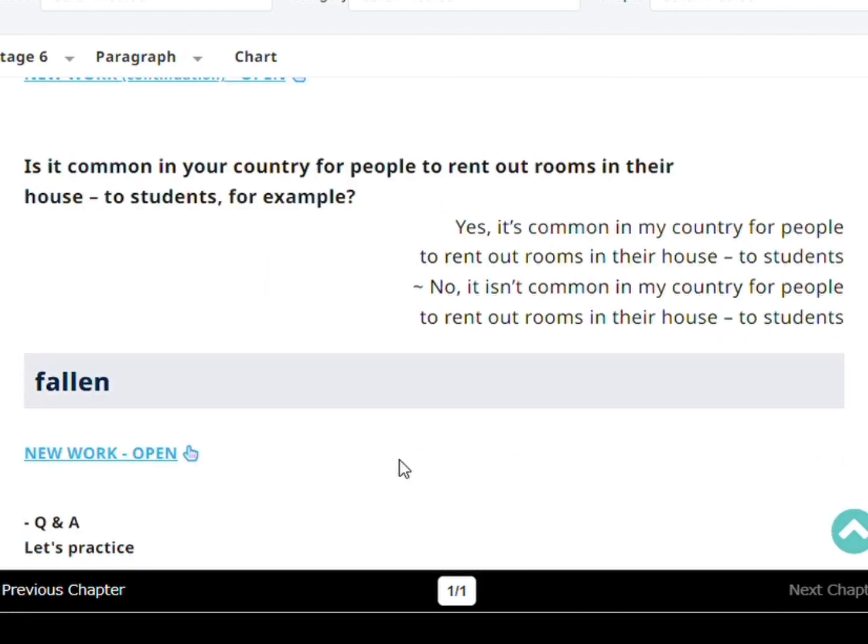Is it common in your country for people to rent out rooms in their house to students, for example? Yes or no? No, it isn't common in my country for people to rent out rooms in their house to students. Very good.